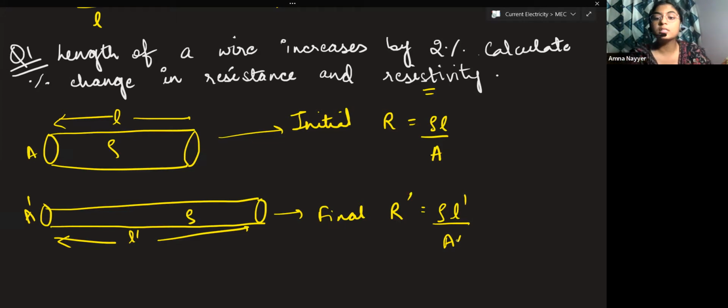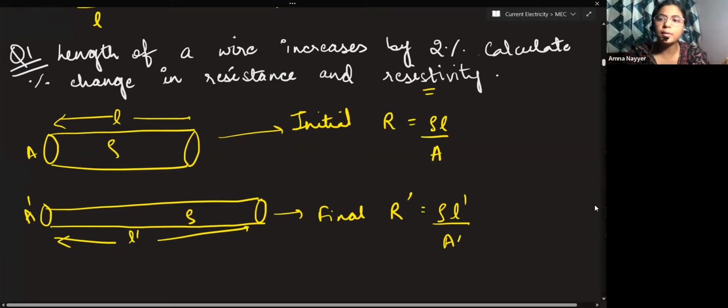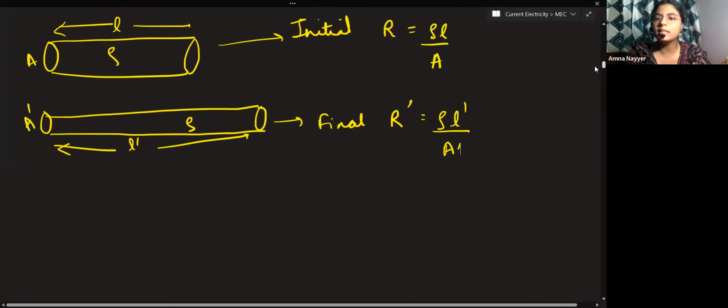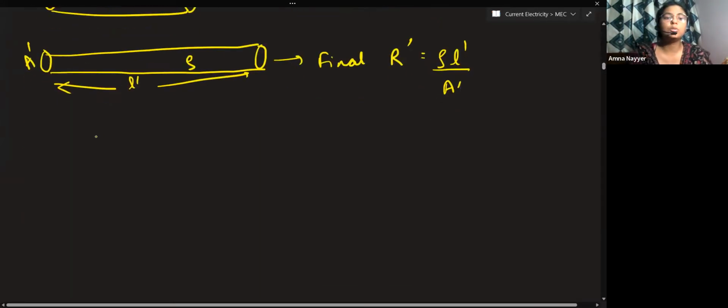But the problem is that we don't know what is the new length, what is the new area. Length, we can figure it out. Length increases by 2%. So L prime will be the length with the increment along with this 2% length. This is the new length. So let's find out what the length is first.